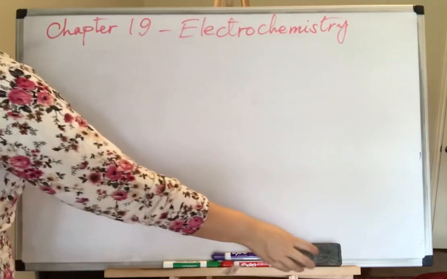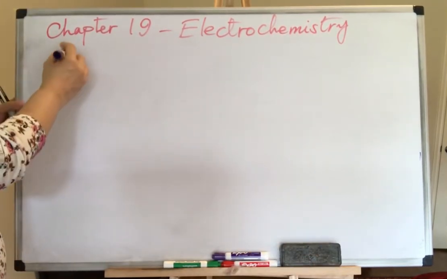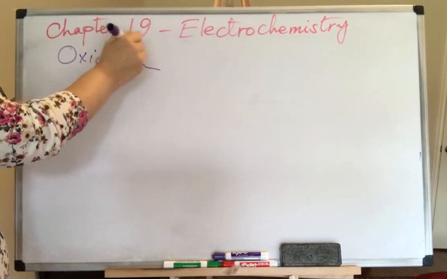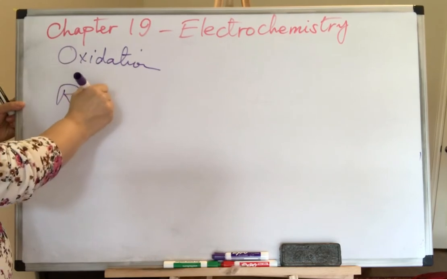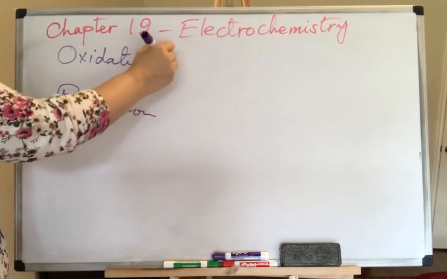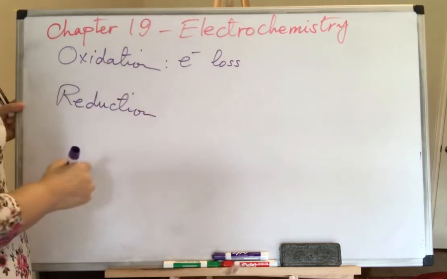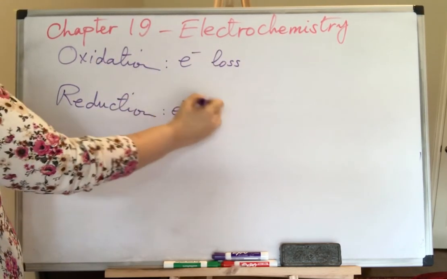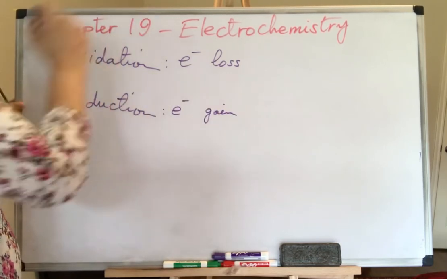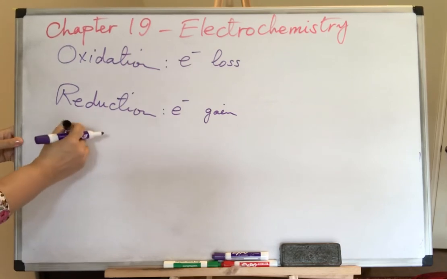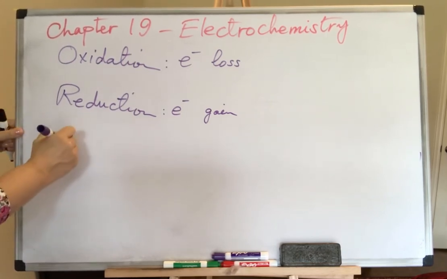So we are going to start this chapter, and before anything else, let's have a quick refreshment on what we had in Chem 1. Remember oxidation and reduction. Oxidation is when an atom loses electrons, so electron loss. And reduction happens when an atom gains electrons, so it's electron gain. And we had some oxidation rules, oxidation numbers, and so on. Let's work on it with an example.